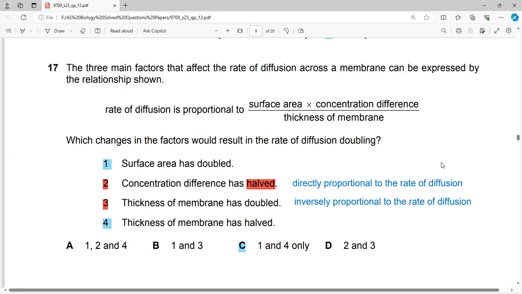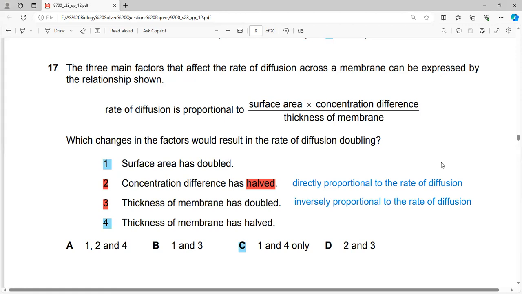So number 2, the concentration difference has halved. The concentration difference is directly proportional, so if this decreases, the rate of diffusion will also decrease. And the thickness of the membrane has doubled. It is inversely proportional. So if the thickness of the membrane becomes double, sorry, the rate of diffusion will decrease. Why? Because this is inversely proportional to the rate of diffusion.